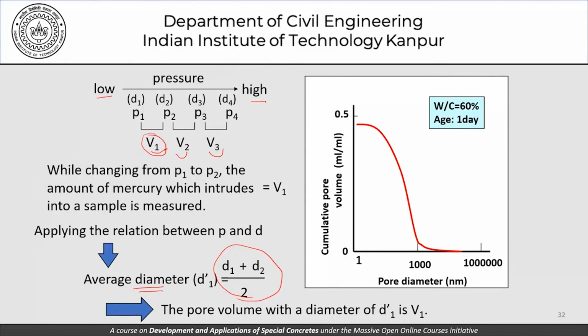So that's how we determine the cumulative pore volume using mercury porosimetry, and this is one of the pictures that we have for a cement paste of water cement ratio 60% at an age of 1 day. So you can draw your own conclusions. There is a lot of information that needs to be given to you in order to be able to make meaningful conclusions from here. So this is just an illustration of how this cumulative pore volume looks like with respect to the pore diameters.